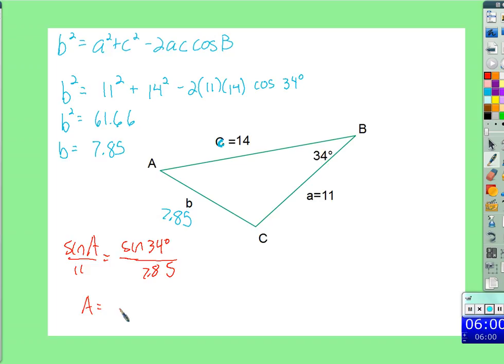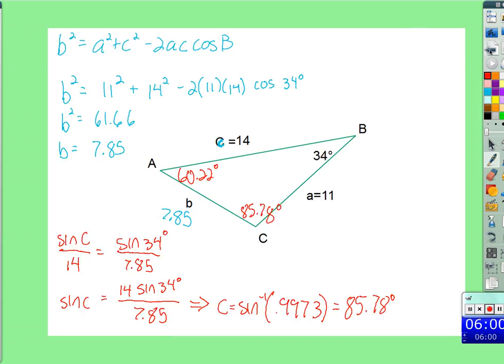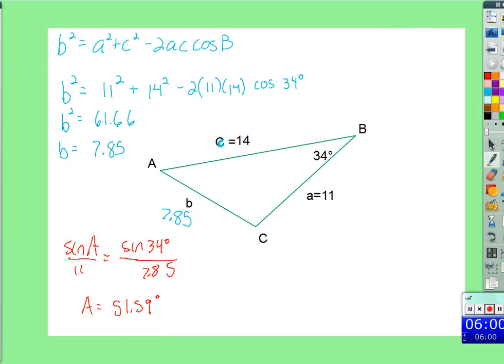No. Okay, so A comes out to be what? 51.59 degrees. Different than what we found before, right? We found 60.22. Why did that happen? I'll show you in short order. What does that make this angle? An obtuse angle, and that's what happened. We used the law of sines to solve for an angle that turns out to be obtuse.